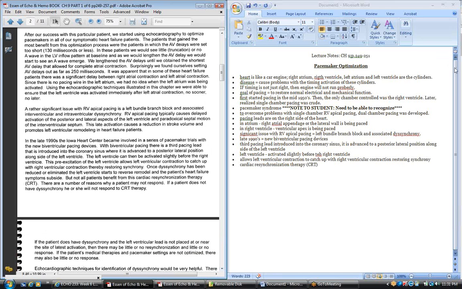So in the late 1990s, and you need to be aware of this, at the Iowa Heart Center, they developed a biventricular pacing device. A third lead is introduced into the coronary sinus, where it is advanced alongside the left ventricle. The left ventricle then can be activated slightly before the right ventricle. This pre-excitation of the left ventricle allows left ventricular contraction to catch up with right ventricular contraction, thereby giving the heart, again, promoting synchrony.